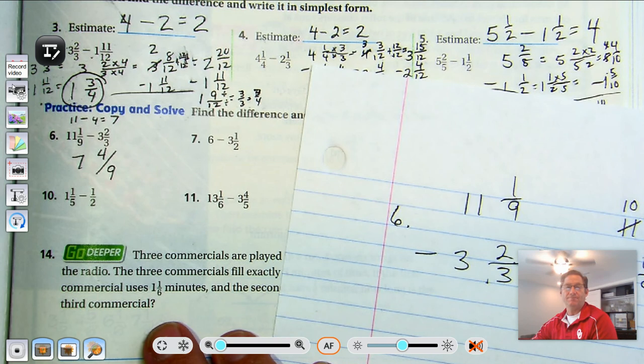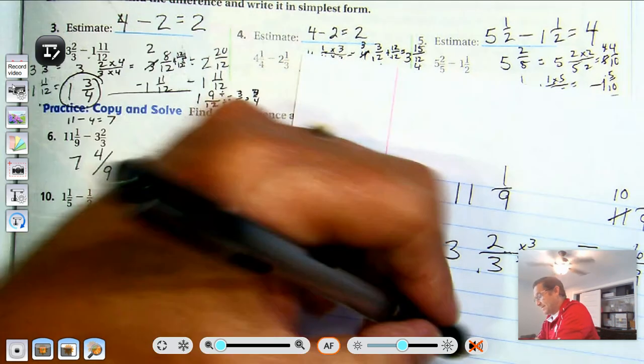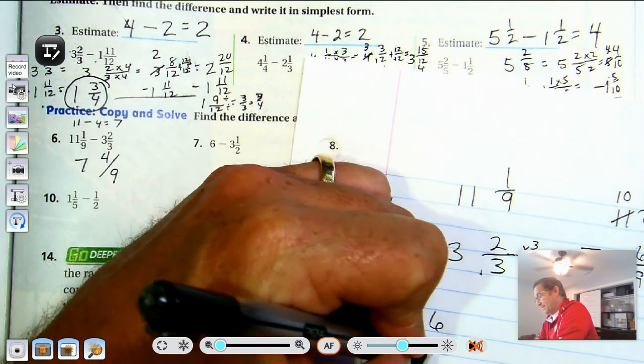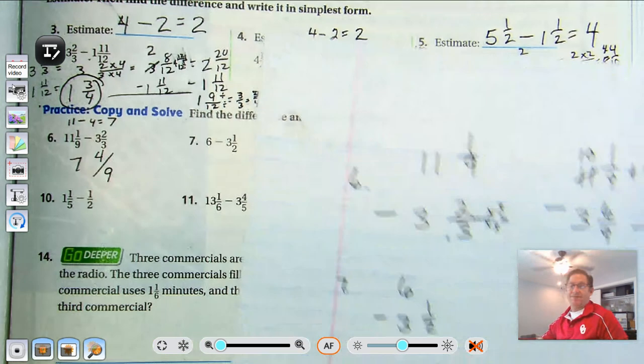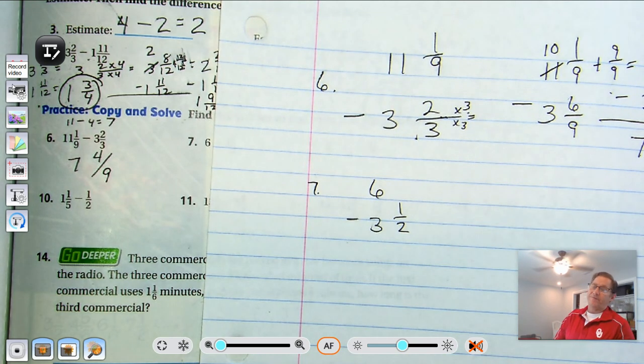So we're in the right neighborhood. Number 7, 6 minus 3.5. Now, technically, we can add up, right? We can say, okay, we're at 3.5. How much do I have to add to get to 6?